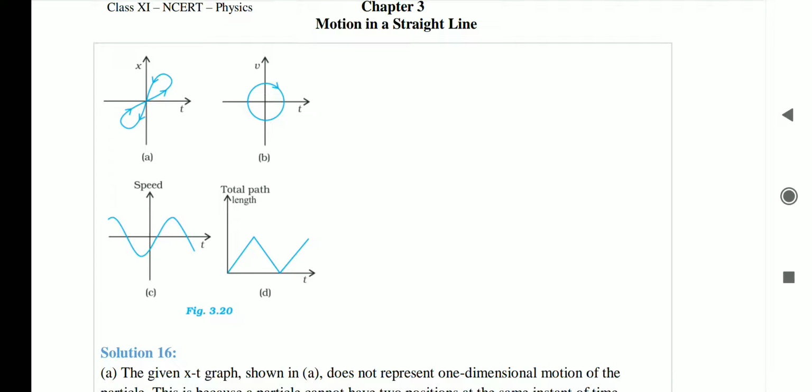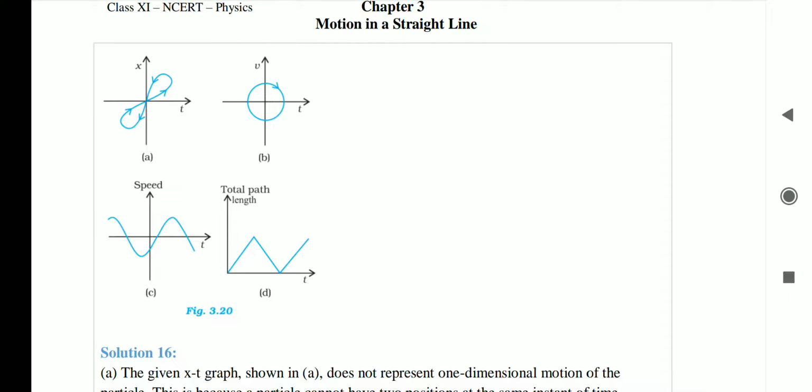And then what is three-dimensional motion? Three-dimensional motion is that in which the three coordinates are changing with respect to time. And the simplest example can be space, that is, a bird flying in the sky like this. So here we are considering the problem related to one-dimensional motion. And one-dimensional motion means the motion along a straight line. So kindly have a look at the first graph, that is A.